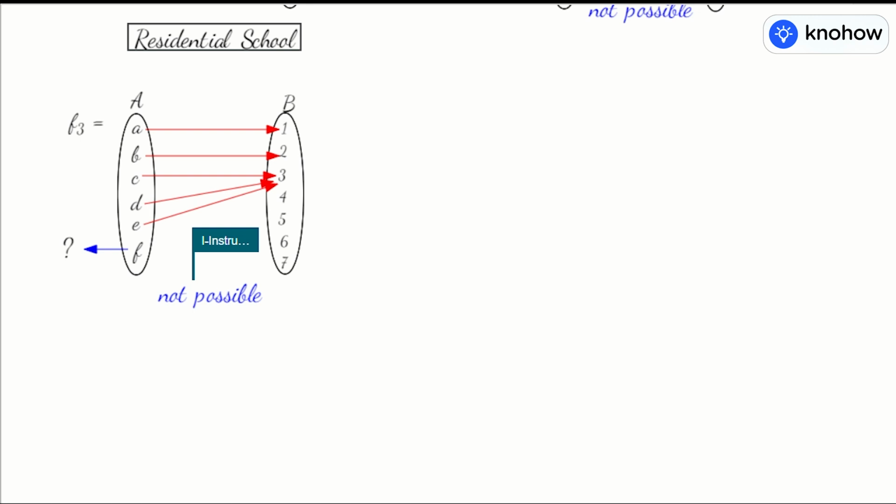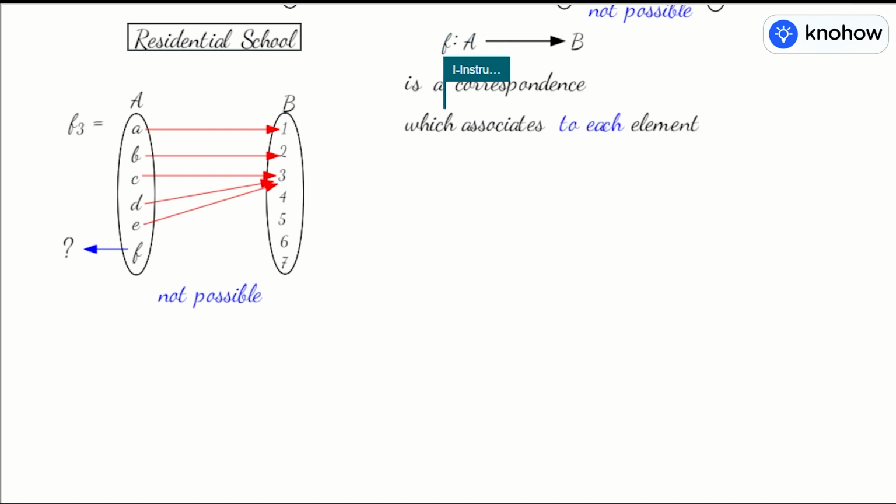And now note down the definition of function. Definition. F for function, from set A to B, is a correspondence which associates to each element of set A a unique. What do you mean by unique? One and only one. And the second thing which you should have noted earlier: F from A to B is a correspondence which associates to each element of set A a unique, that is, one and only one element of set B.